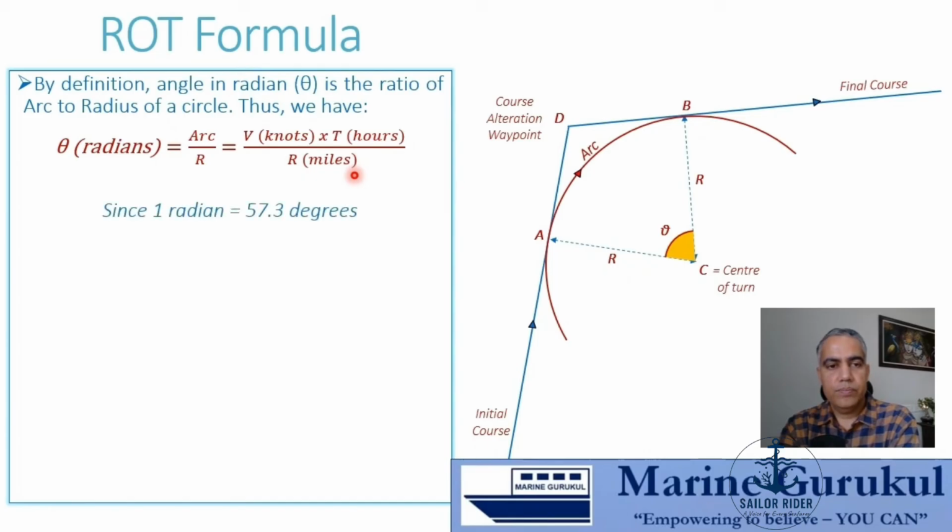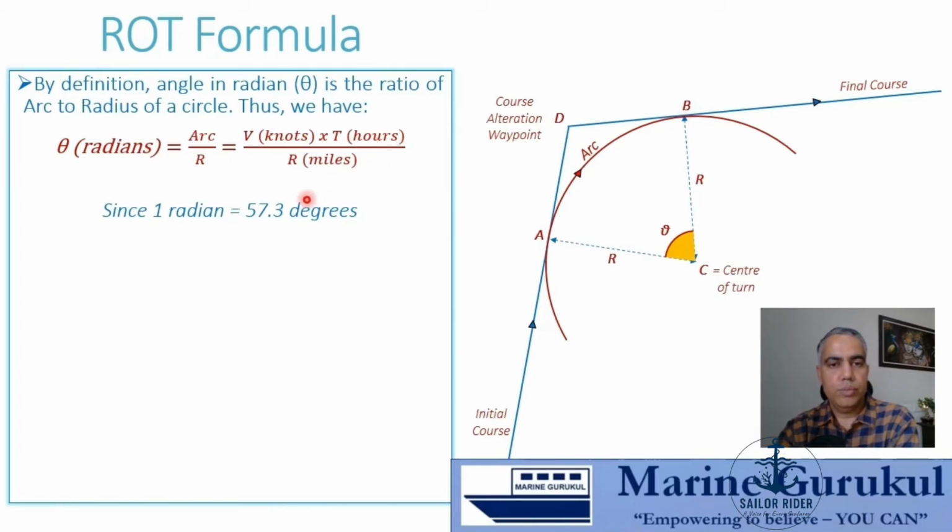Now in this formula, we would like to see the angle in the units of degrees. Degrees is the unit which we normally use on a ship. We do not use radians. So we would like to see the angle here in degrees, and also the alteration of a ship is done in a matter of minutes, not in hours. So we would like to have the time here in minutes instead of hours. So let us convert these radians to degrees and hours to minutes.